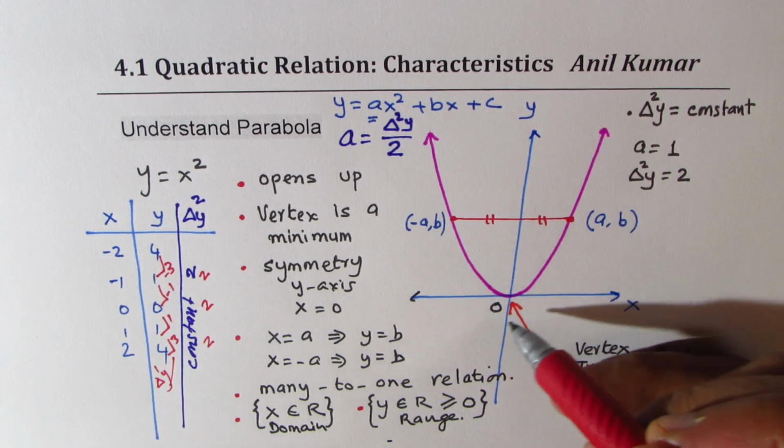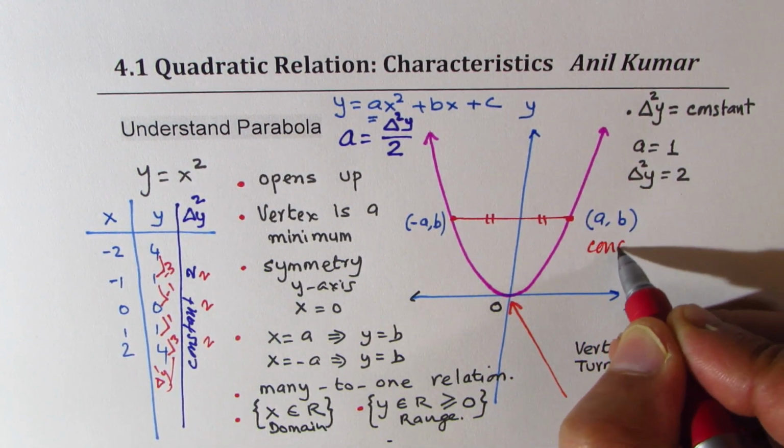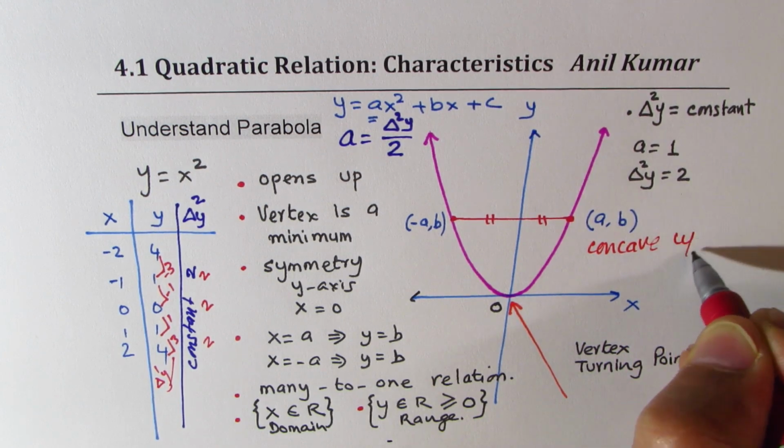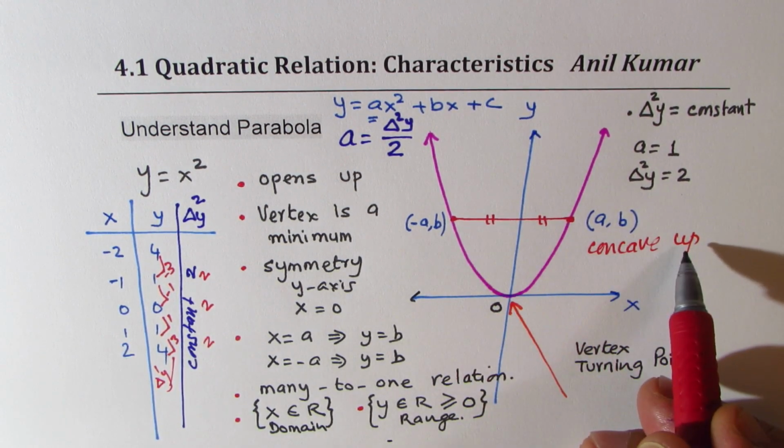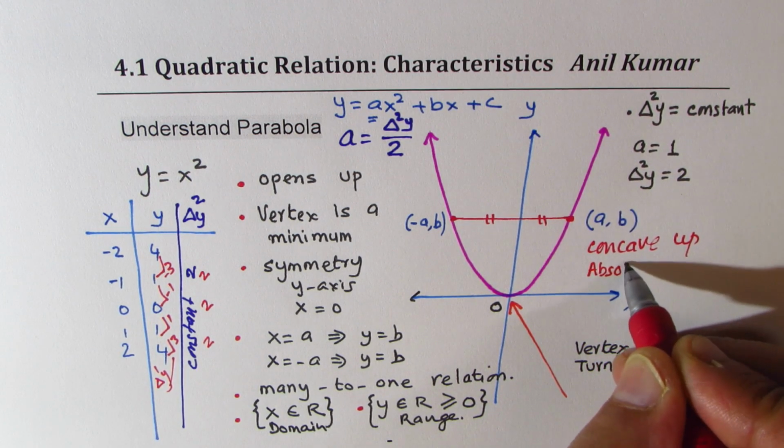And in this, if it opens up, we call this concave up. So whenever it is concave up, we'll have an absolute value of minimum.